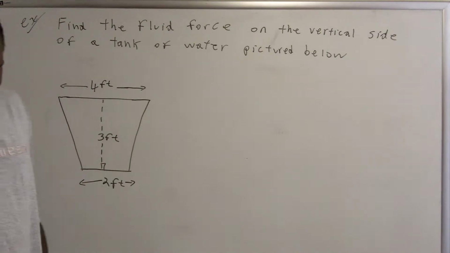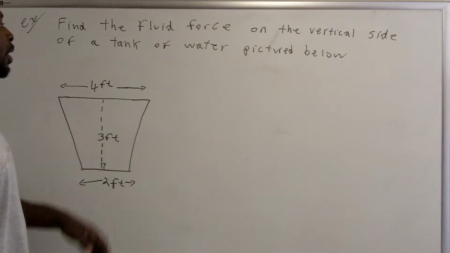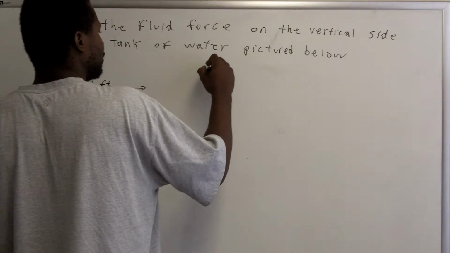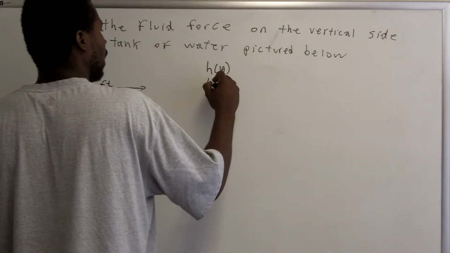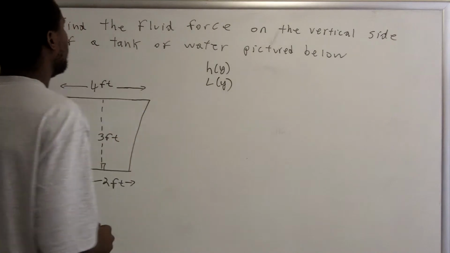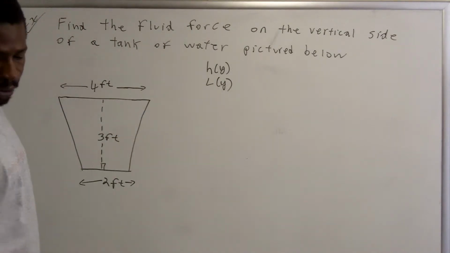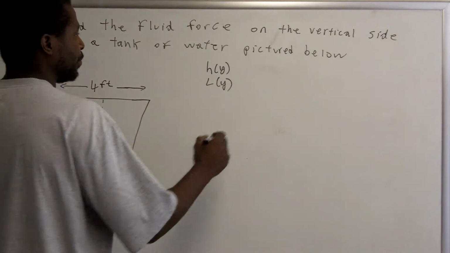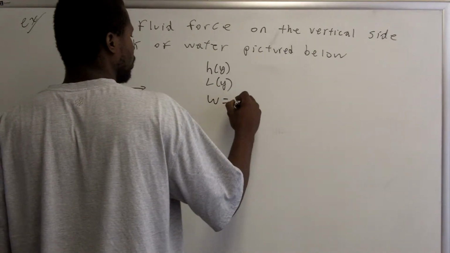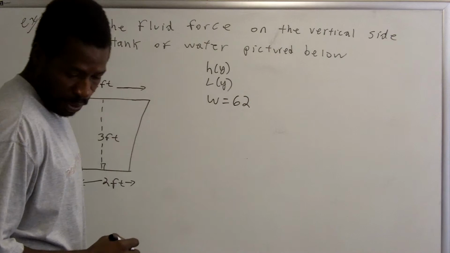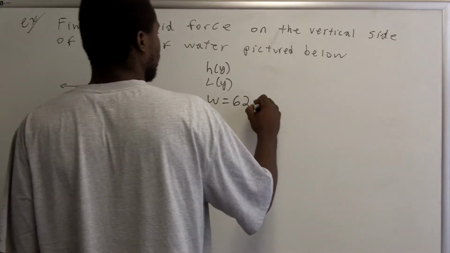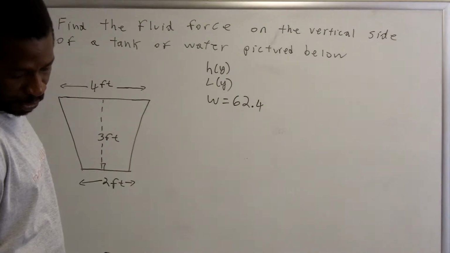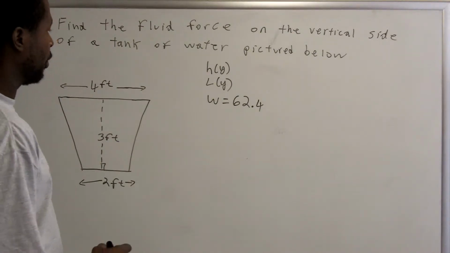All right, so what we want to do is identify h(y) and L(y), and because we know it's a tank of water, we know the value of omega is equal to 62.4, and that is in pounds per cubic foot.